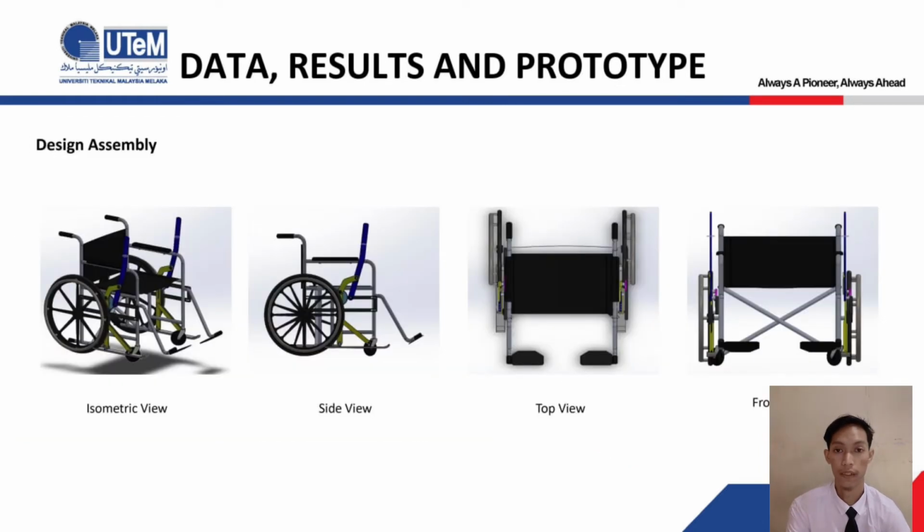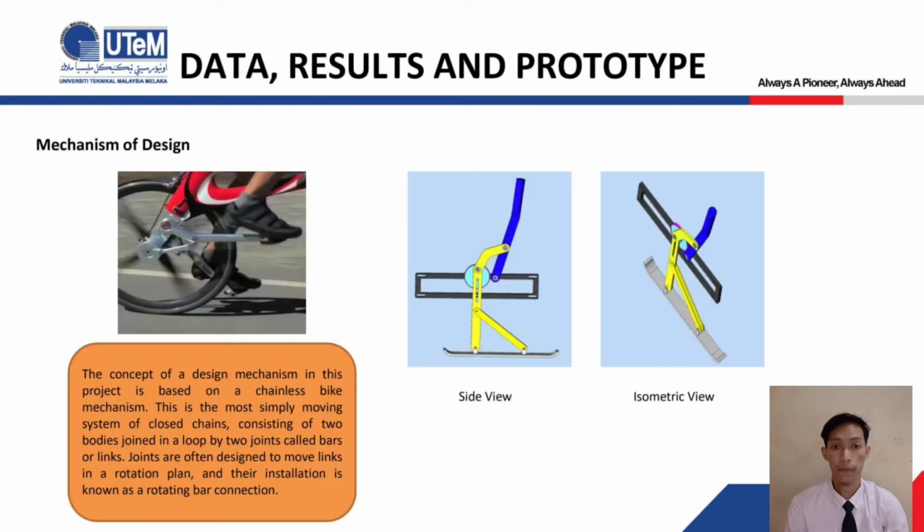Okay, then for the design assembly, as you can see here, the isometric view, side view, top view and front view. Okay, for the mechanism of the design, as you can see here, the concept of the design mechanism in this project is based on a chainless bike mechanism. This is the simplest moving system of a closed chain consisting of two bodies joined in a loop by two joints called bars or links. Joints are often designed to move links in a rotation plane and their installation is known as a rotating bar connection. As you can see here, the design of the mechanism from side view and isometric view.